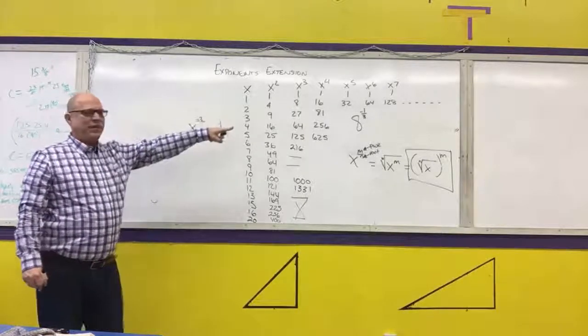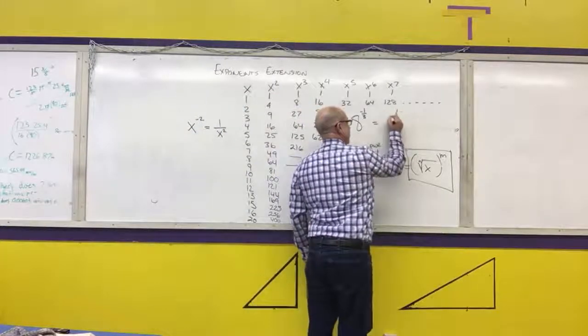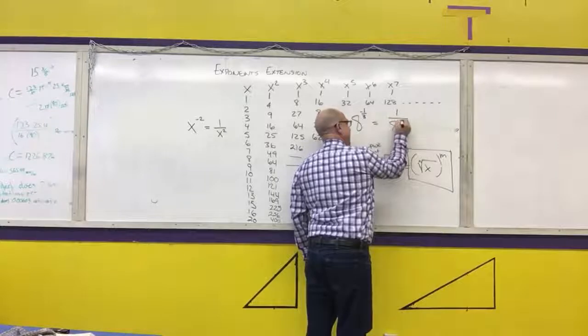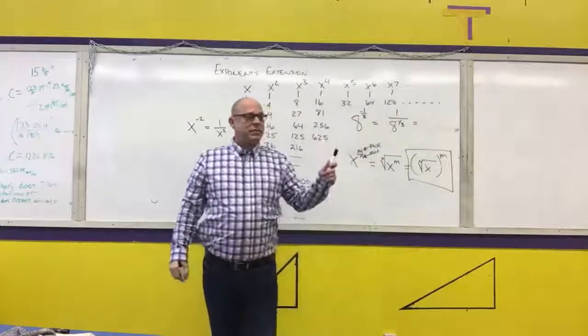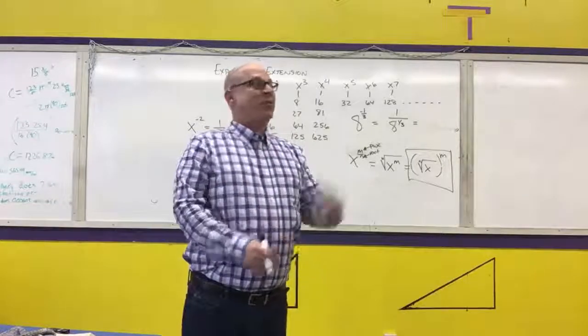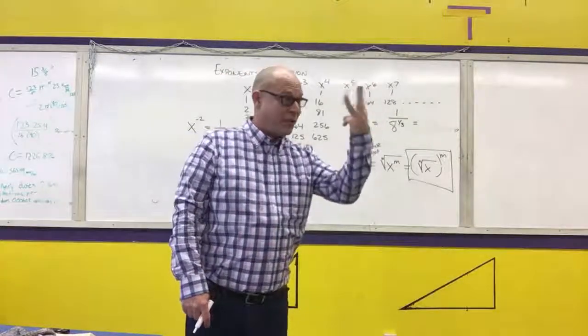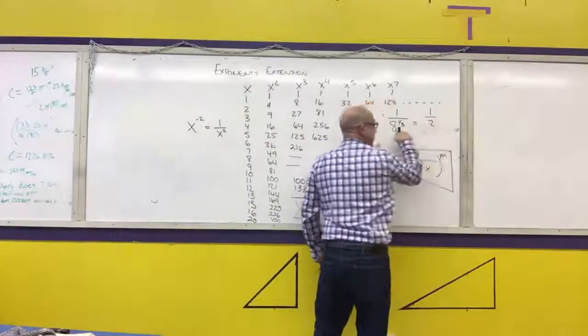You do the same thing here. It's the regular rules of exponents. You take the reciprocal and you make the exponent positive. That's the first step. And what's the cube root of 8? What number times itself 3 times is 8? You've only got 3 choices: 1, 2, and 3. 2. And the 2's on the bottom.